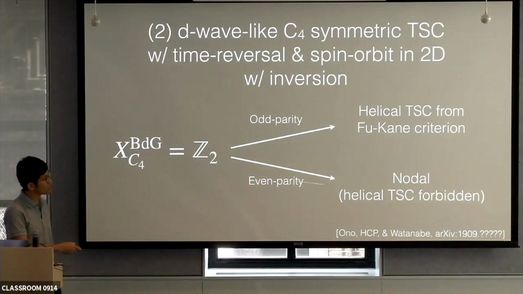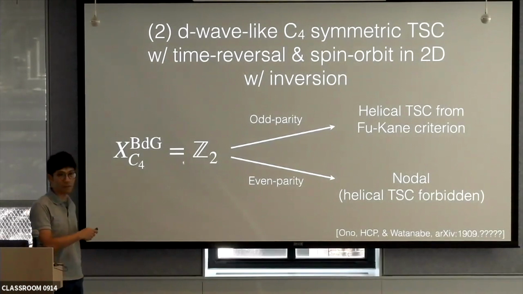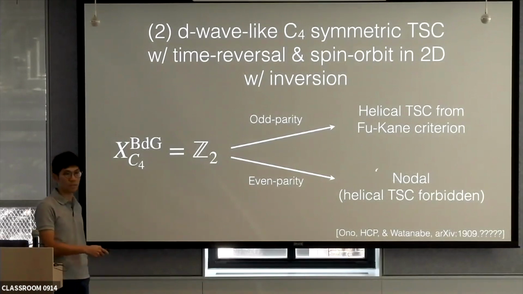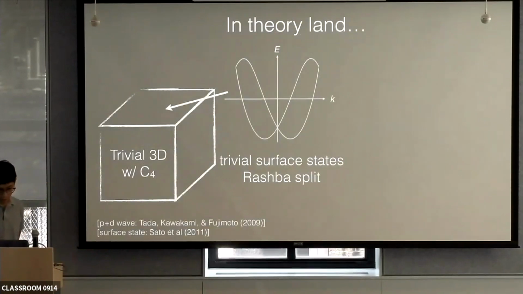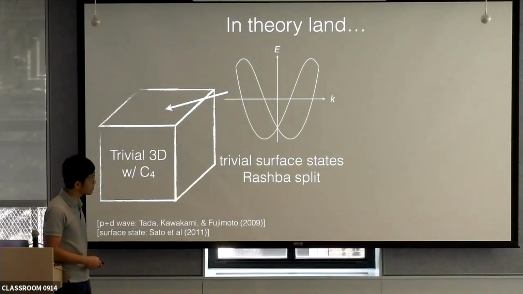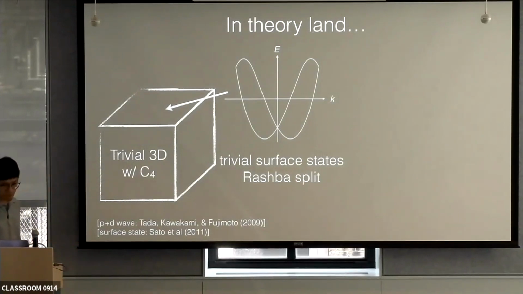But the interesting case is when you have even parity. Even parity pairing would forbid the helical topological superconductor, but this index can still be non-trivial. If that is the case, then you can only be gapless. That's the only consistent option, and there will be some nodal topological superconductor. And this motivates us to have this proposal, but it's still in theory land, obviously, and you'll see why.